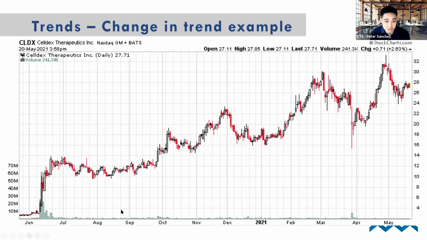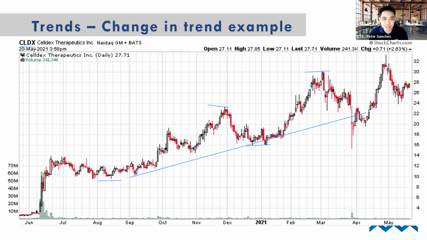Again, typical, we need our trend lines. This example is CLDX. So you have a low, a high, higher low, higher high. Connect the lows. And sa case ni CLDX, nag-break siya ng trend line. But again, a break of trend line is only a possible signal for a change in trend.